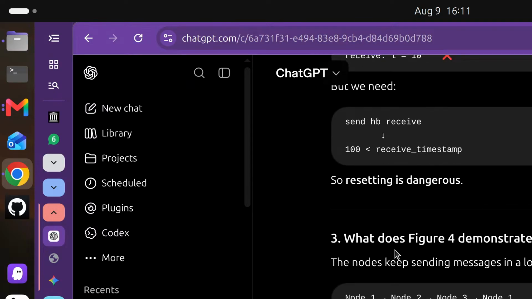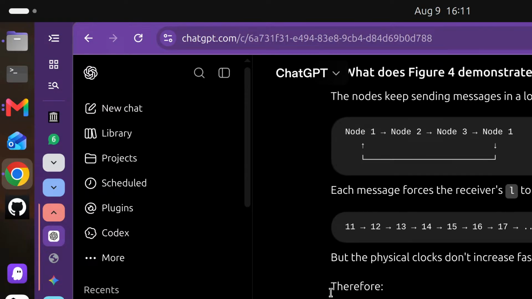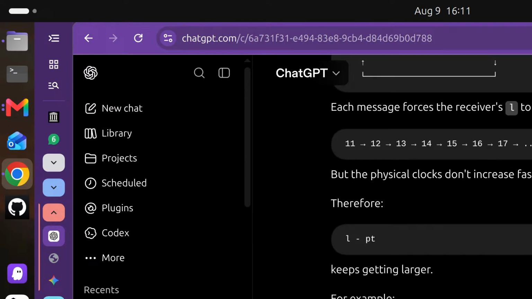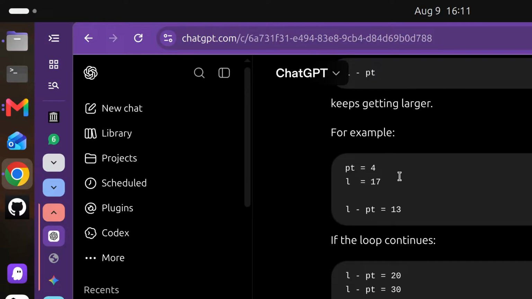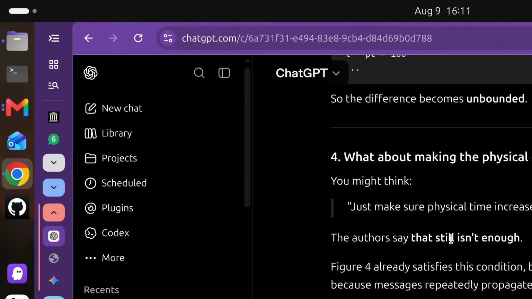Okay. Why does figure 4 demonstrate the node keeps sending messages in a loop, node 1 like this? Each message forces the receiver's L to increase: 11, 12, 17, but the physical clock doesn't increase fast enough. Therefore, the difference keeps getting larger. For example, PT was 4 and L was 17, like 13 here. It continues to 13, 20 like this, and it will become unbounded.